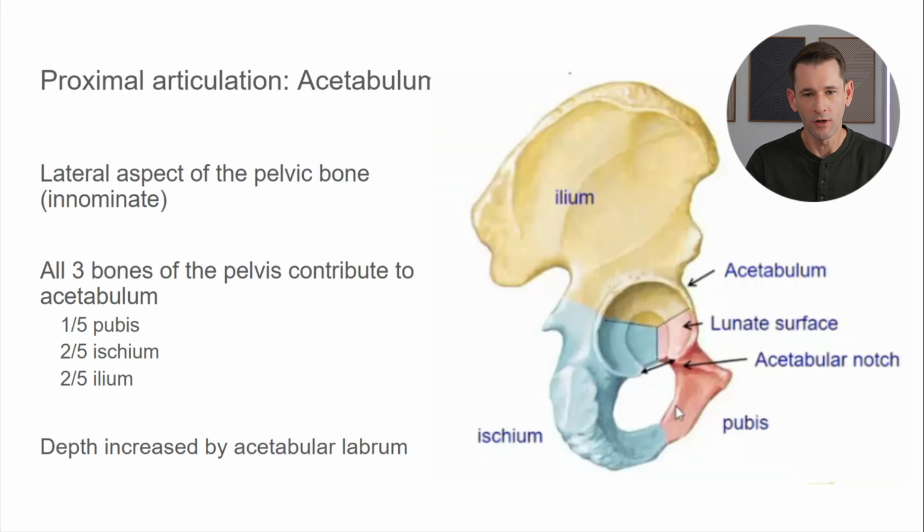Let's talk a little bit more about that acetabulum. So that acetabulum has parts of all three bones that comprise it. The acetabulum is composed of 1/5 from the pubis bone, and then 2/5 each from the ilium, that superior part of that innominate, and ischium, that posterior part of that innominate. The depth of that acetabulum is pretty shallow when you consider the amount of weight that goes through that hip joint, but we have this acetabular labrum, which increases the depth of that acetabulum.